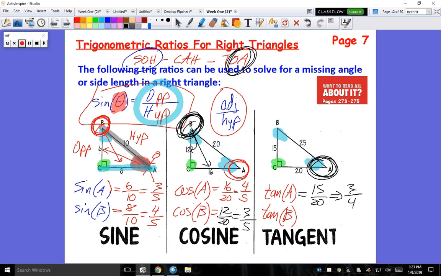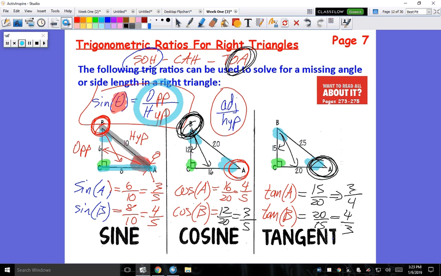Good. Brendan, what's the tangent of B? So 20 over 15, because it's the opposite over the adjacent. And anyone, what does this reduce to? 4 over 3. Cool.